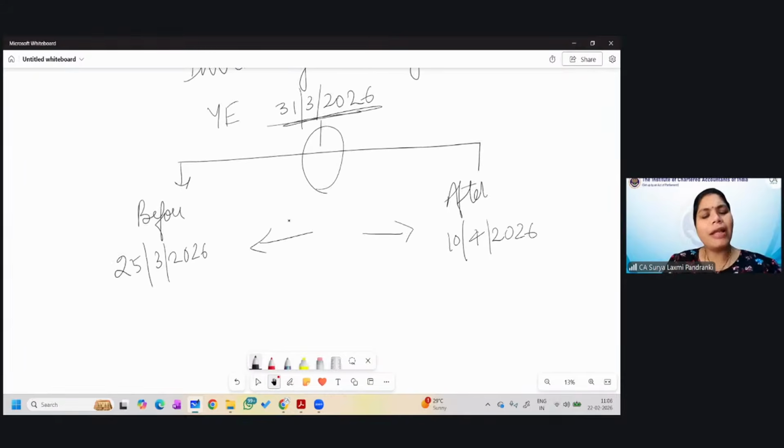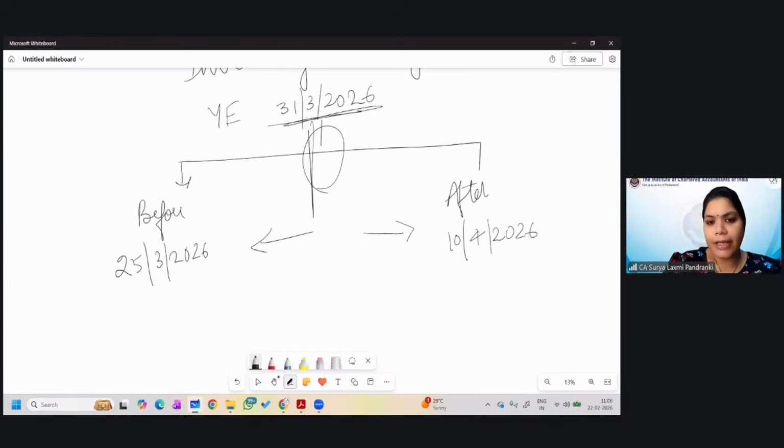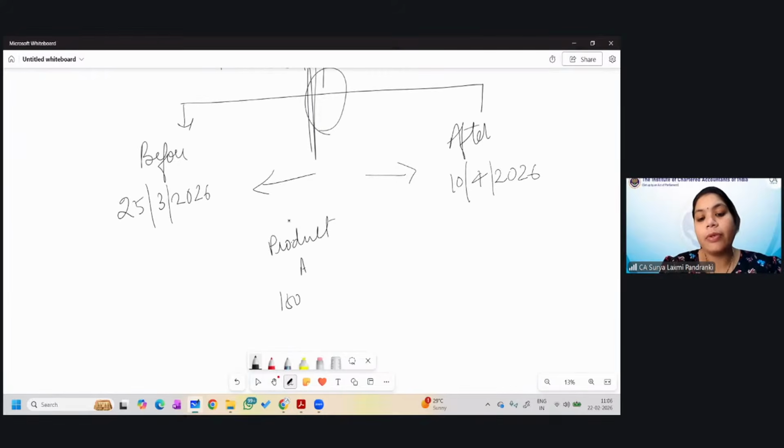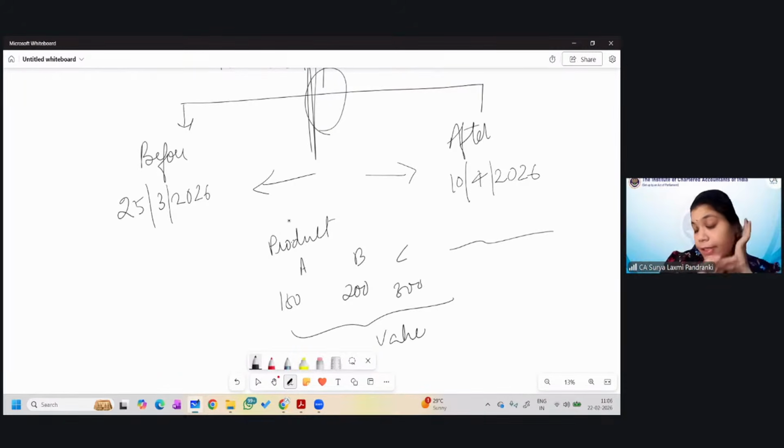If you're doing it on that date, on 31st March, you know that the physical count of the stock is, suppose, product A 150 units, B 300 units, C some units, and so on. You know the count of the physical stock and the value also. On that date, if you're calculating it, it is fine. No issue at all. No adjustments have to be done.